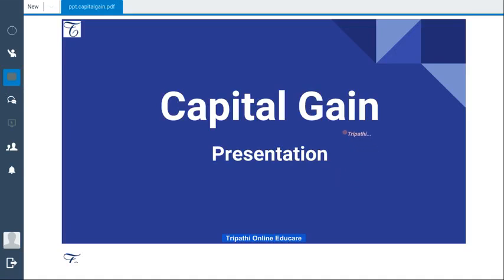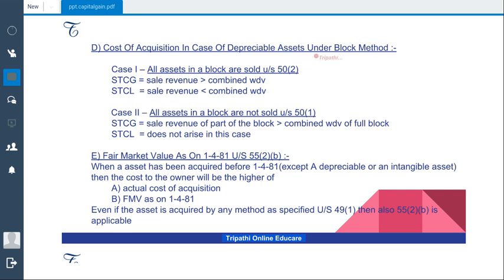In this video, again we will understand the theoretical concepts of capital gain. In the past video, we have understood what is block method. So this point says about the cost of acquisition, how to calculate the cost of acquisition in case of depreciable asset as per block method. So in the previous video, we have understood what is block method, right?